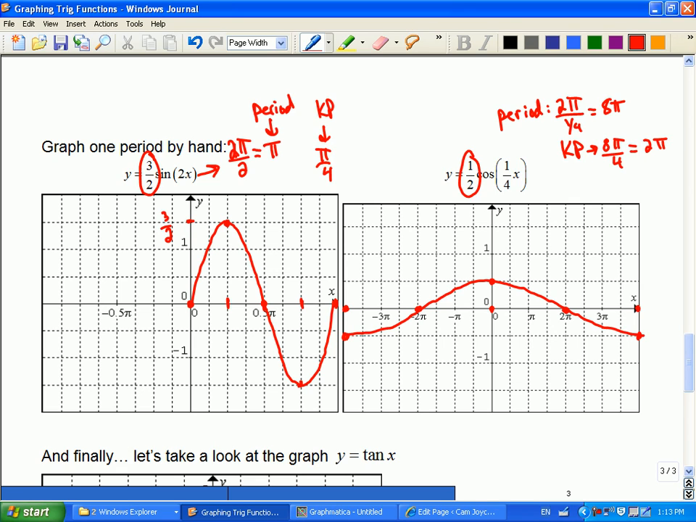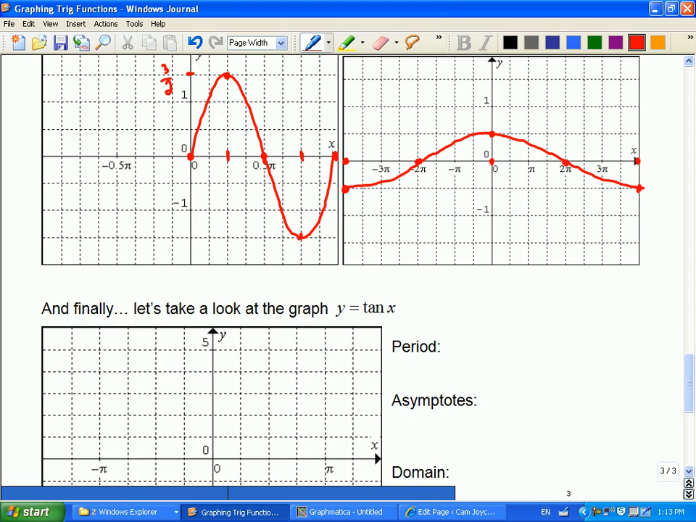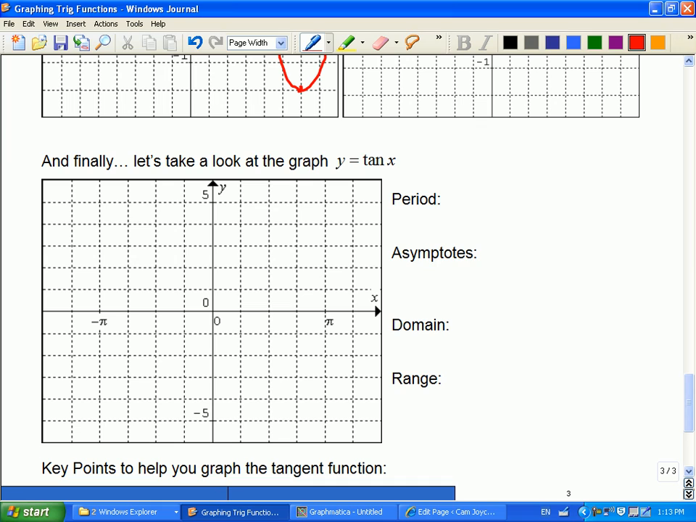Can I see, how many people got at least one of those graphs? Excellent, okay. So we're going to leave cosine and sine behind for a minute, and we are going to take a look then at tangent. So tangent is very specific about what you need to know, so we're going to just start with the graph.